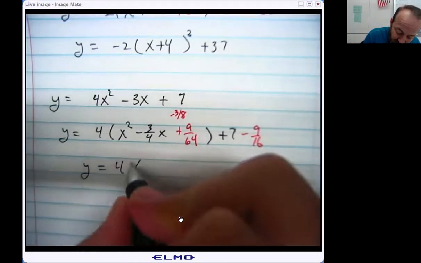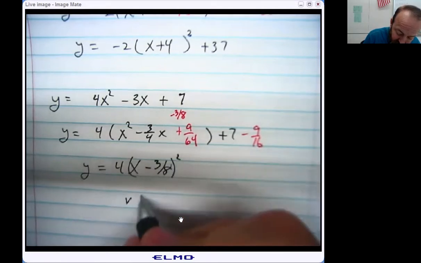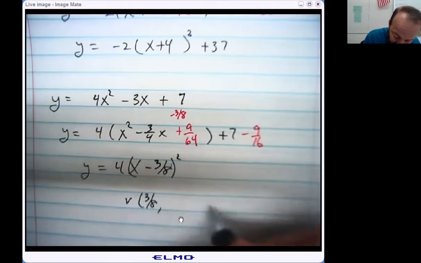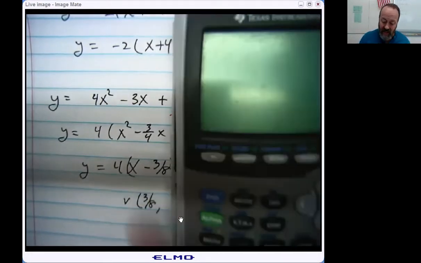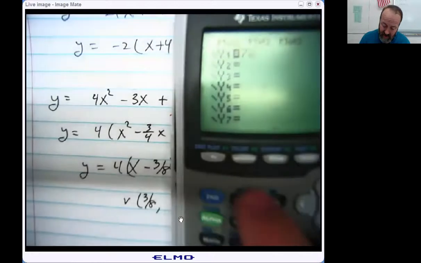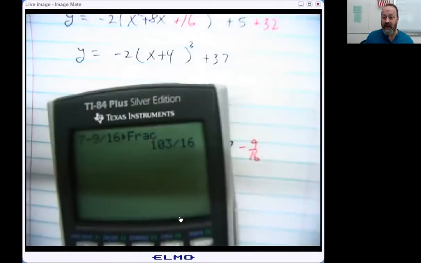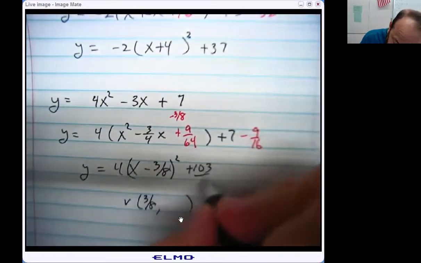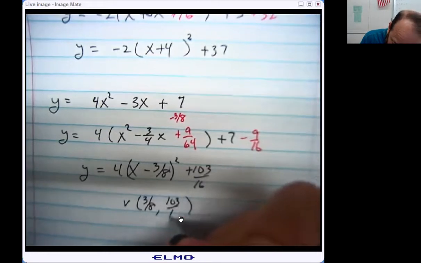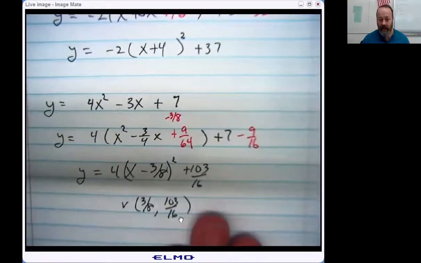And so it's not that this would be a fun problem to graph, because its vertex is at 3/8, comma, and unfortunately, if we took 7 and we subtract 9/16, that's not very nice. 7 minus 9/16 is kind of an ugly number. It's 103/16, and that's my vertex.